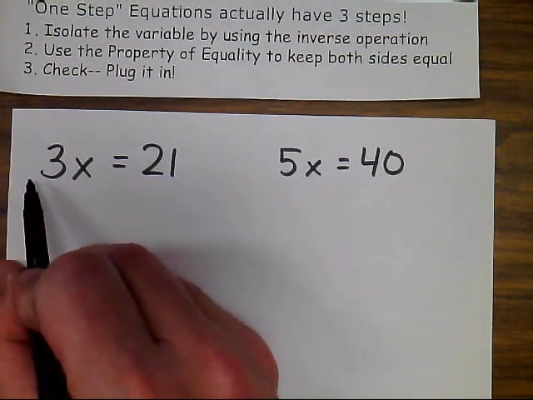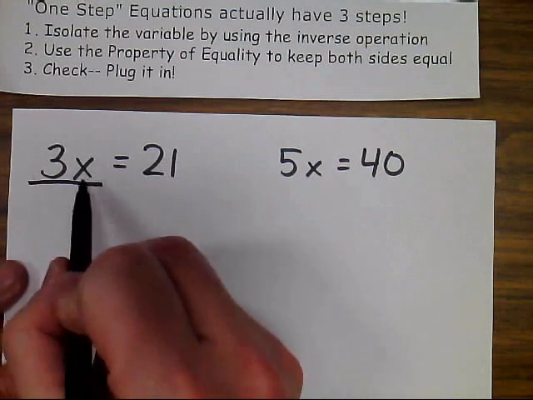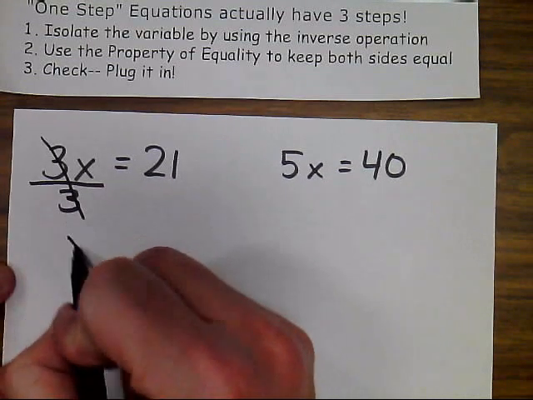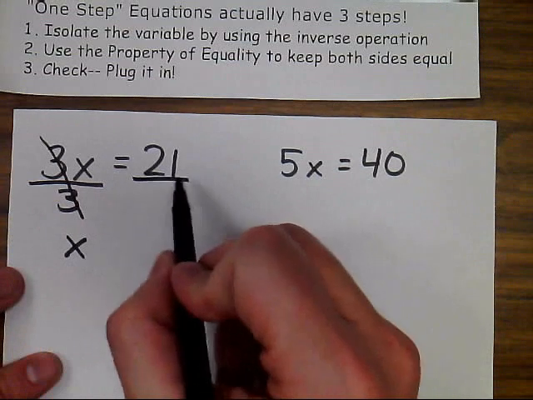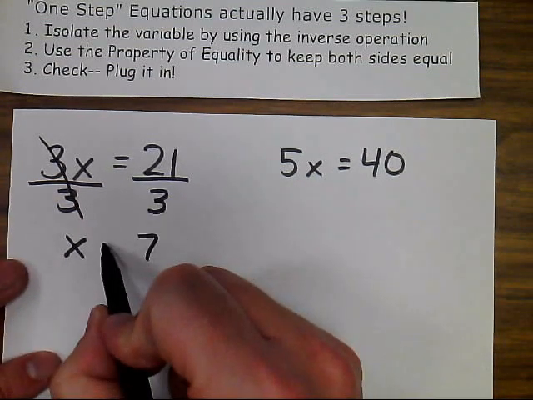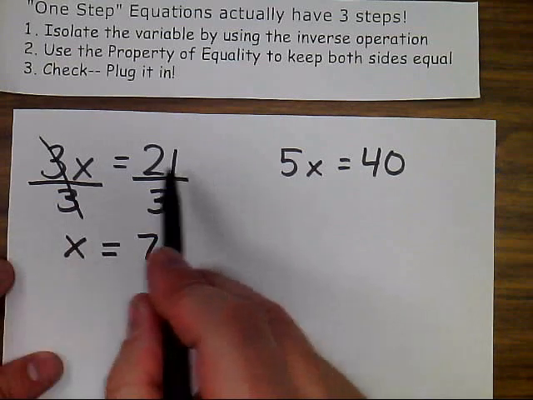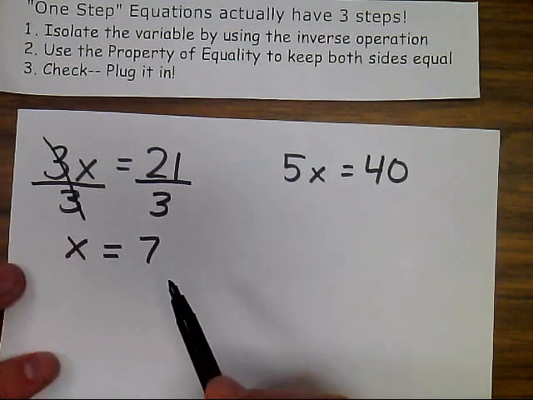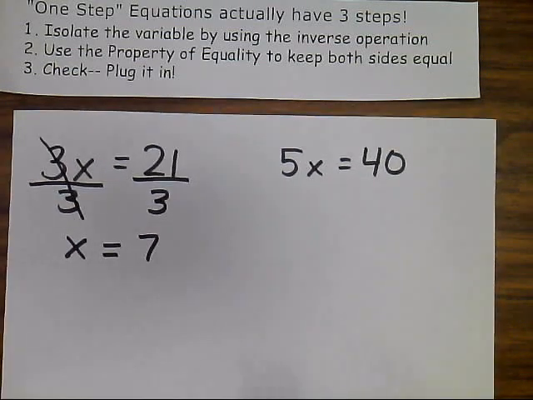We're going to isolate this variable by doing the opposite. We're going to divide all of this by 3, which leaves me with x. And I'm going to divide all this by 3 because of the property of equality, which leaves me with 7. You're going to note how important it is to use the division bar, or the fraction bar to show division, to show this work nice and neat.